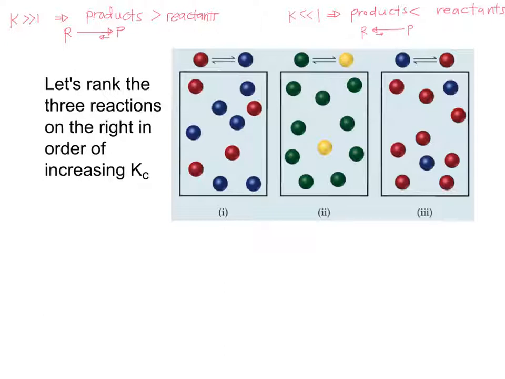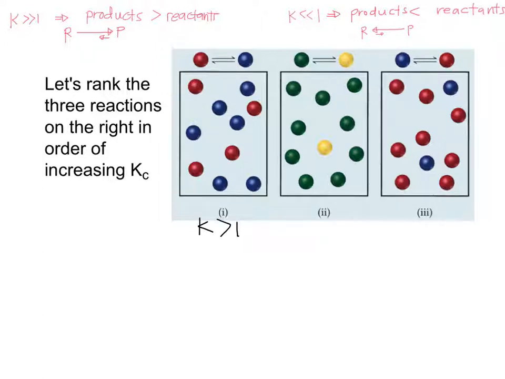Okay, let's go ahead and remind ourselves. If there are more products than there are reactants, that means K is going to be greater than 1. If there are fewer products than reactants, K is going to be less than 1. So we're going to look at these three and rank them from increasing Kc. So let's go ahead and look at the first reaction right here. The red represents the reactants and the blue represents the products. Right now we can tell that there are more products than reactants. This means that K is going to be greater than 1.